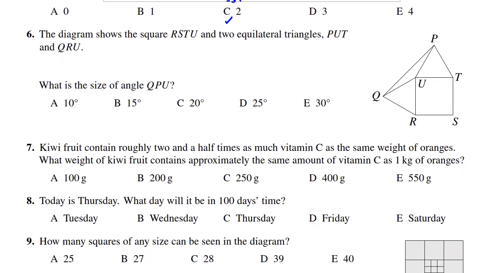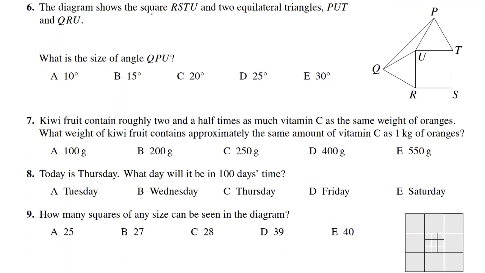Okay, let's solve problem number six. The diagram shows the square RSTU and two equilateral triangles, PUT and QRU. What is the size of angle QPU? Okay, because it is a square, this angle is equal, this side equal, this side equal. And because there are two equilateral triangles, this one equals this one equals this one. And we know this angle is 90 because it's a square. This part is 60, this part is 60. So if you want to find this angle, it will be 360, because the whole turn is 360, minus 90, minus 60, minus 60.